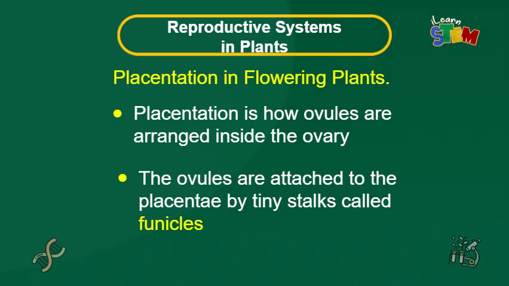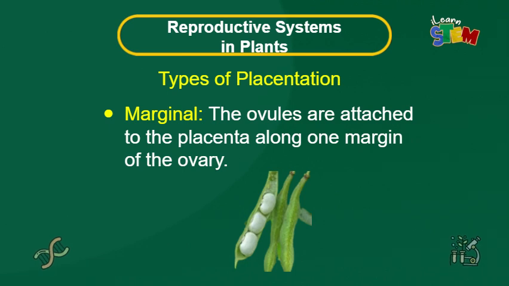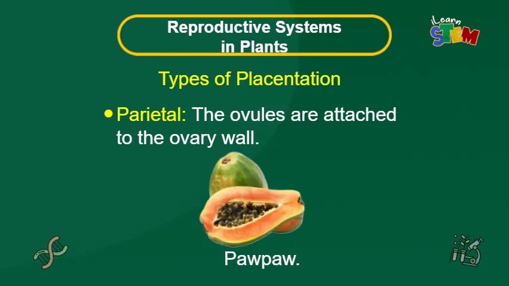The ovules are attached to the placentae by tiny stalks called funicles. There are different types of placentation, including 1. Marginal. The ovules are attached to the placenta along one margin of the ovary. An example is beans. 2. Parietal. The ovules are attached to the ovary wall. An example is pawpaw.